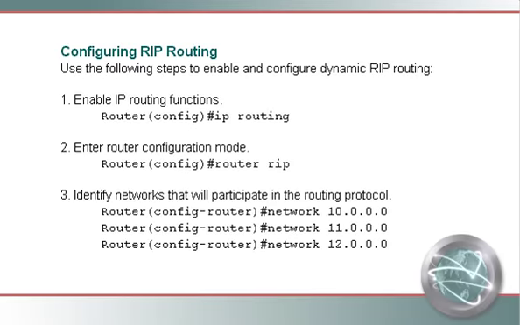Enabling dynamic RIP routing involves using three commands: the IP routing command to enable IP routing, the router RIP command to switch to router configuration mode, and the network command to specify networks that participate in the routing process.